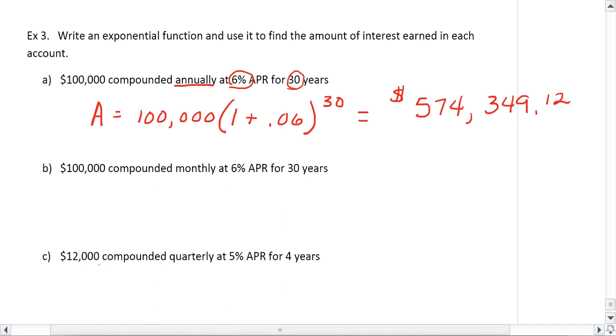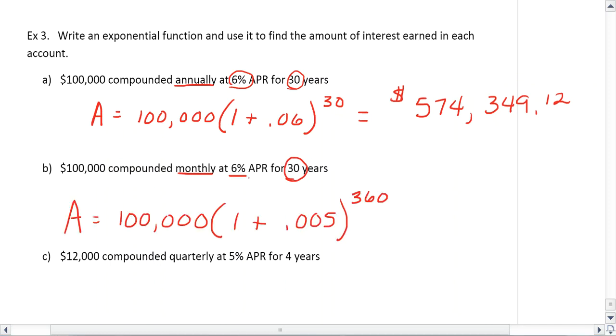So now hit pause on the video and do section B here, and you just have to make some changes because we're compounding monthly. So you're going to have to divide the interest rate down by 12 and multiply the number of times we're compounding by 12. So when I divided this 0.06 by 12, I got 0.005, and 30 times 12 is 360.